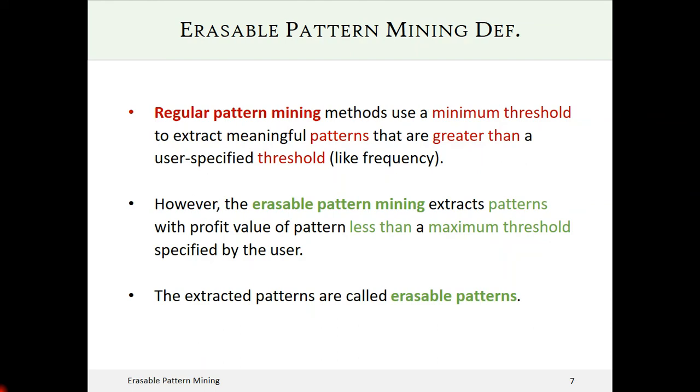Usually in pattern mining, we use methods that use a minimum threshold to extract meaningful patterns which are greater than a user-specified threshold, like when we are looking for patterns with frequency greater than a given threshold. However, in erasable pattern mining, we are looking for patterns with profit value of less than a maximum threshold specified by the user. And the patterns extracted are called erasable patterns.